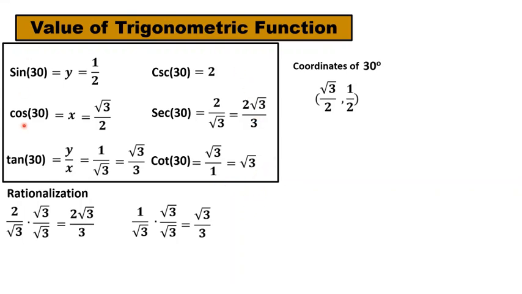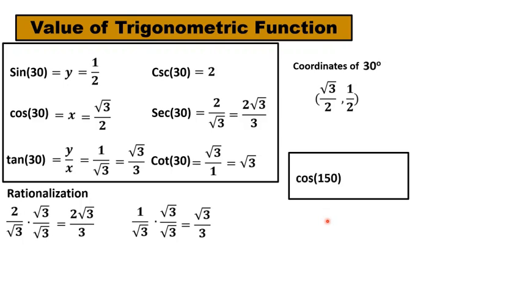So ito na po yung value ng trigonometric function. Again, ito ay family of 30. Therefore, lahat ng family of 30, ganito rin ang itsura: 1/2, square root of 3 over 2. Ganyan ang itsura niyan. Yun nga lang, magkakaiba-iba lang yan sa sign, depende kung nasa anong quadrant.